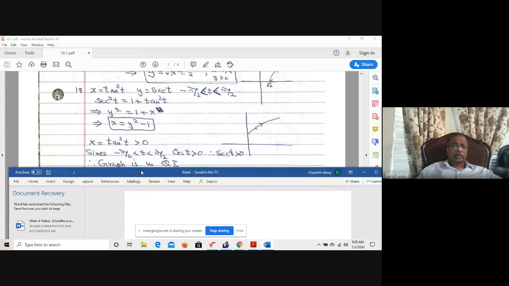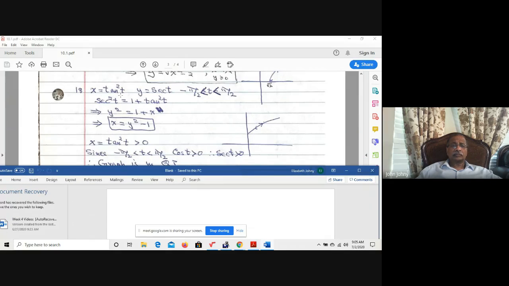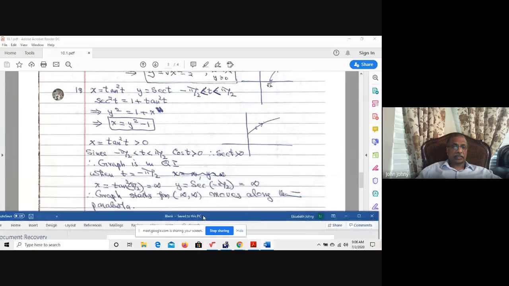And when t is equal to negative pi over 2, x is tan square negative pi over 2, that is infinity. y also is infinity, so it is coming from infinity. And when t is equal to 0, x is 0, y is 1. Secant 0 is 1 over cos 0, that is 1. So this point is (0, 1). And again, as t increases from 0, it goes back to infinity through the same curve. So that is the explanation here.